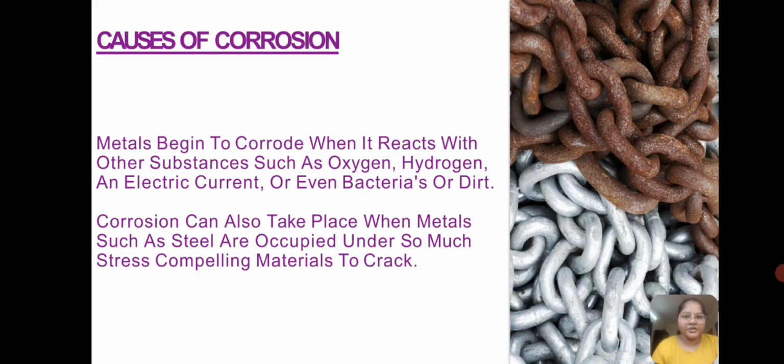Causes of corrosion. Metal gets corroded when it reacts with other substances such as oxygen, hydrogen, and electric current, or even bacteria or dirt. Corrosion can also take place when metals such as steel are placed under so much stress that it compels the material to crack.